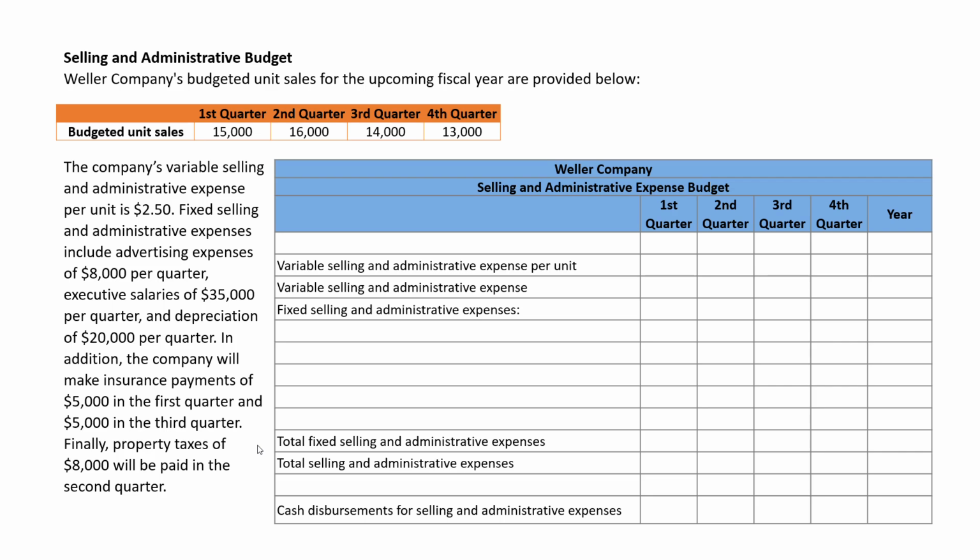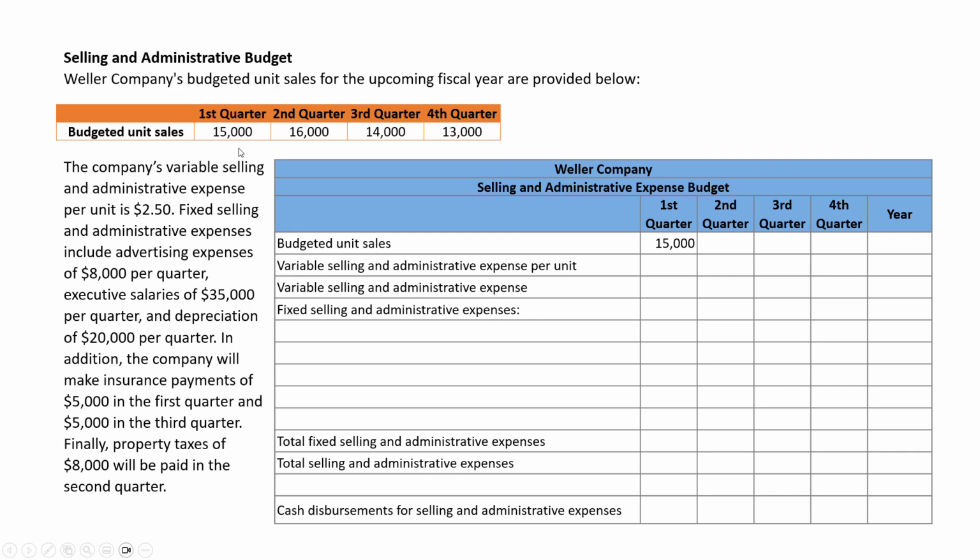But unlike our manufacturing overhead budget, our starting point isn't going to be production or labor hours or machine hours. Our starting point is going to be budgeted sales. That's going to drive, in particular, our variable component of selling administrative budget. In this scenario, we're budgeting selling administrative for the year and we're breaking it down by quarter. And again, they've already given us our budgeted unit sales. I'm going to work through quarter one with you.